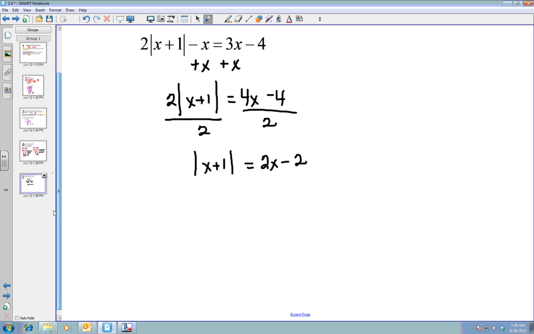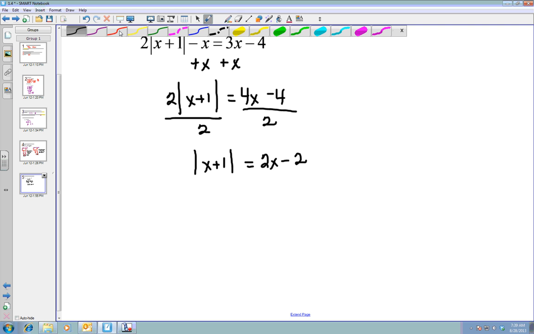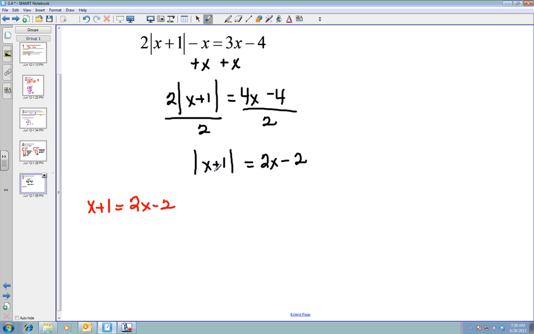So now we have our problem. Now we're going to rewrite our 2 problems. So my first problem, x plus 1 equals 2x minus 2. It's always your original problem without your absolute value bars. My second problem is x plus 1 equals the opposite of what's on the other side. So negative 2x plus 2.